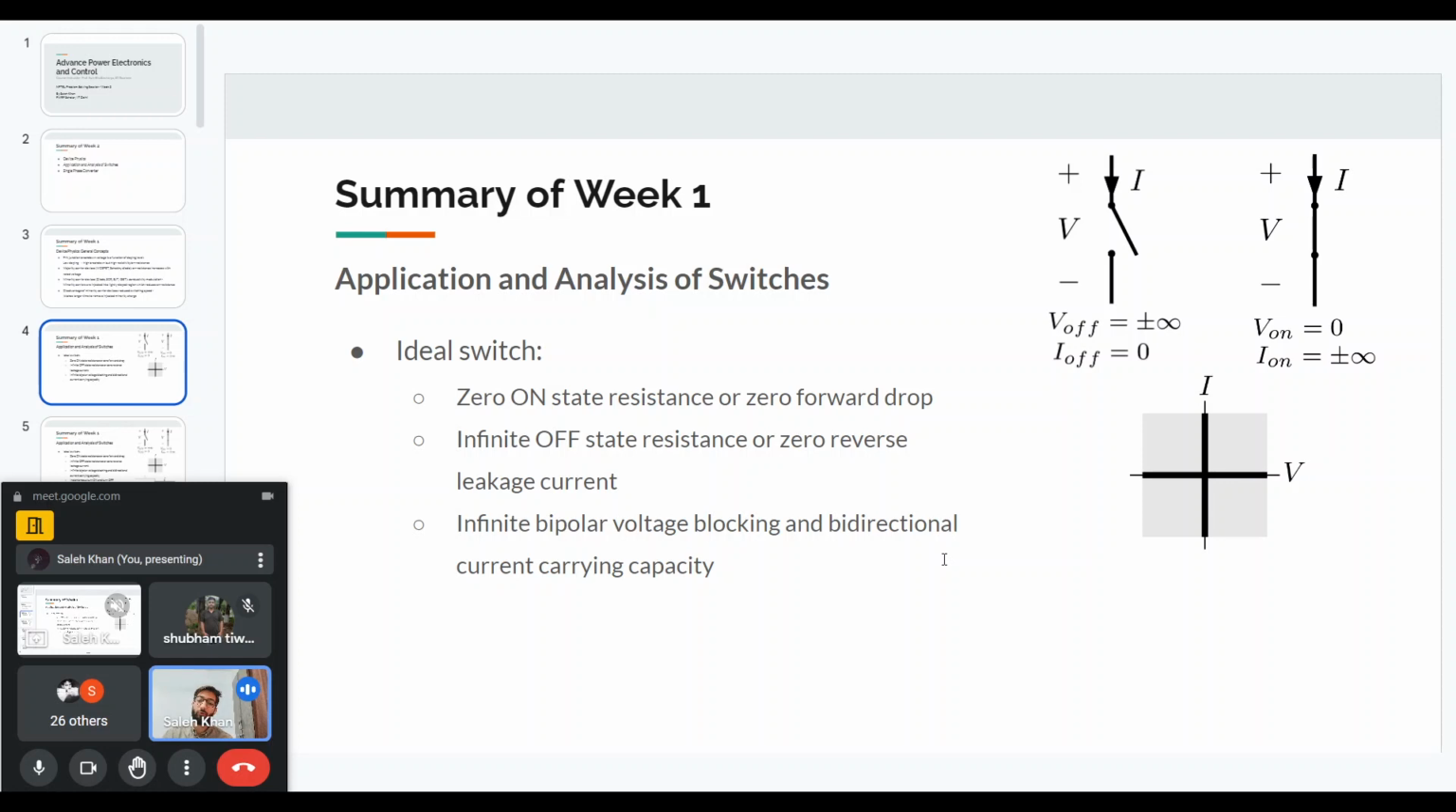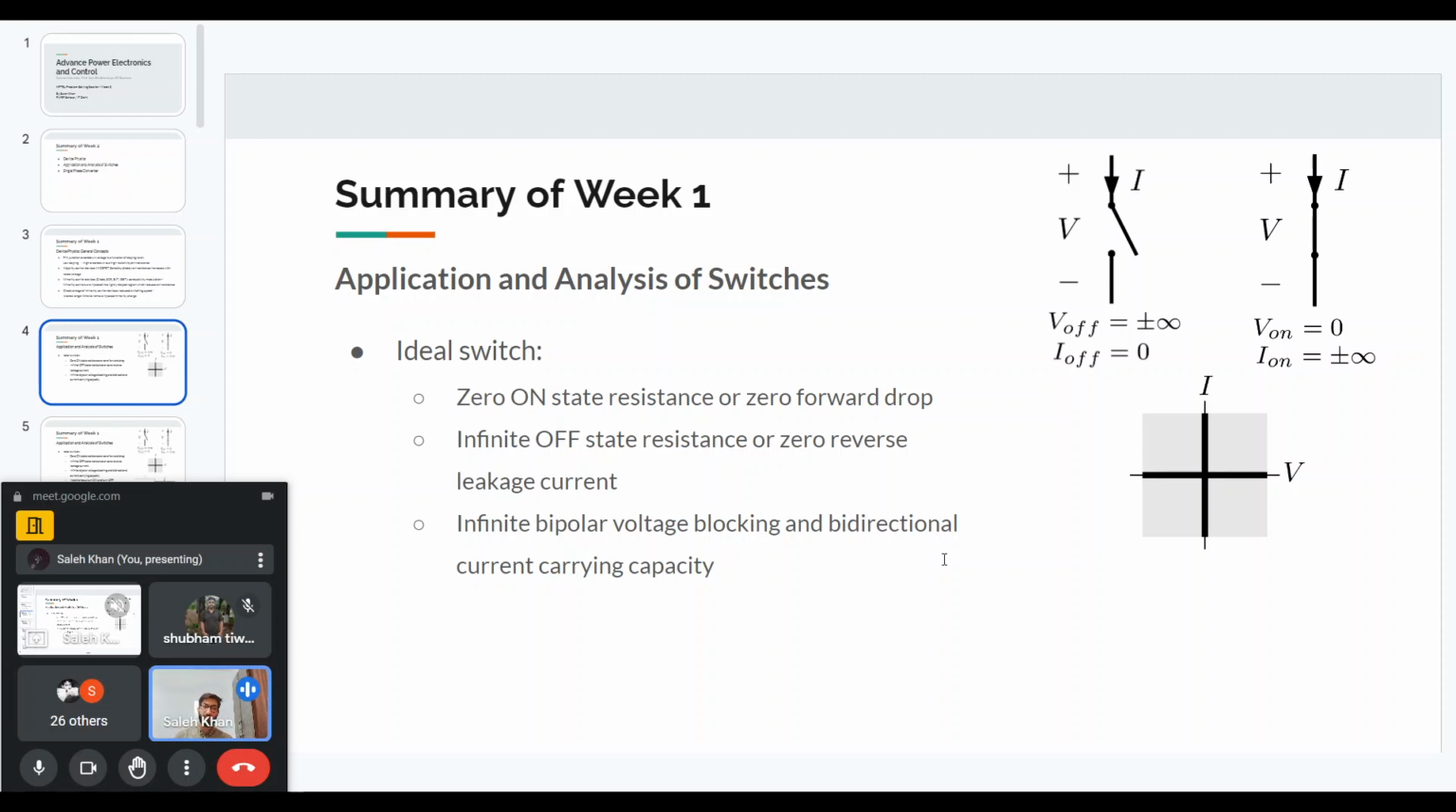So ideally, we would want to have an infinite voltage blocking capability. That means however much voltage we apply on the device, it should block that voltage. Similarly, however much current we pass through that device, it should allow it to pass through. There should not be any breakdown or any heating up or any device damage. But practically, that is not the case. We have some voltage limits as well as we have some current limits.